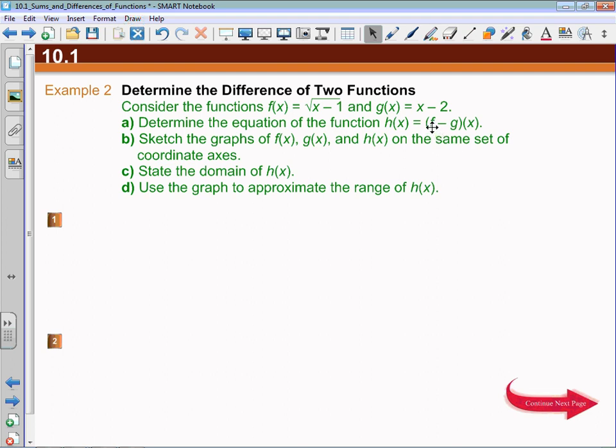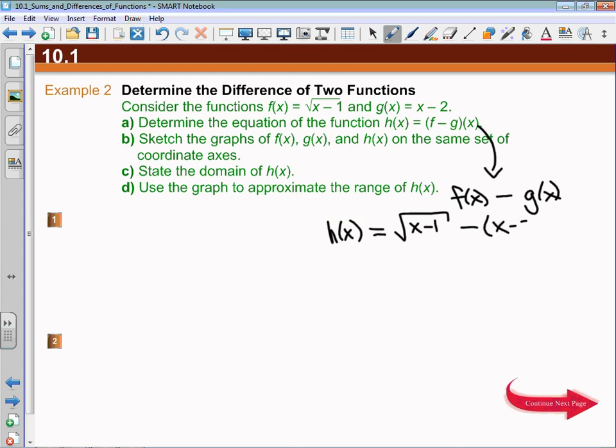And I want to emphasize that (f - g)(x) is not the same thing as (g - f)(x). So make sure you read that carefully, and moreover, understand that really what this is telling us to do is to take the function f(x) and subtract the function g(x). So that means that we could immediately say that h(x) is going to be function f, which is the square root of x minus 1, minus function g, which is x minus 2.